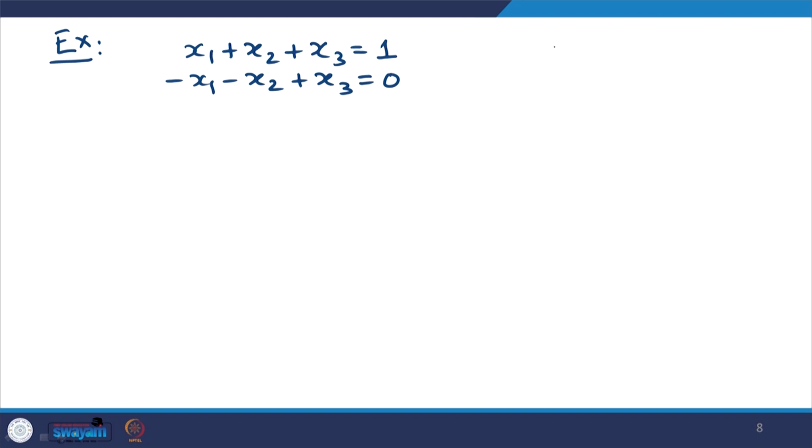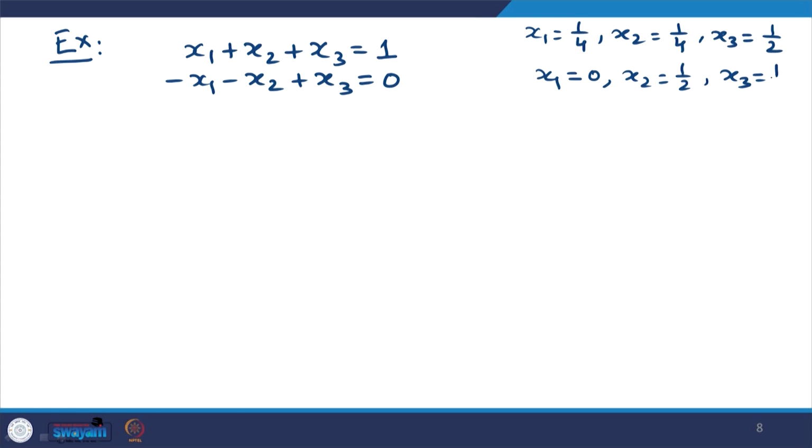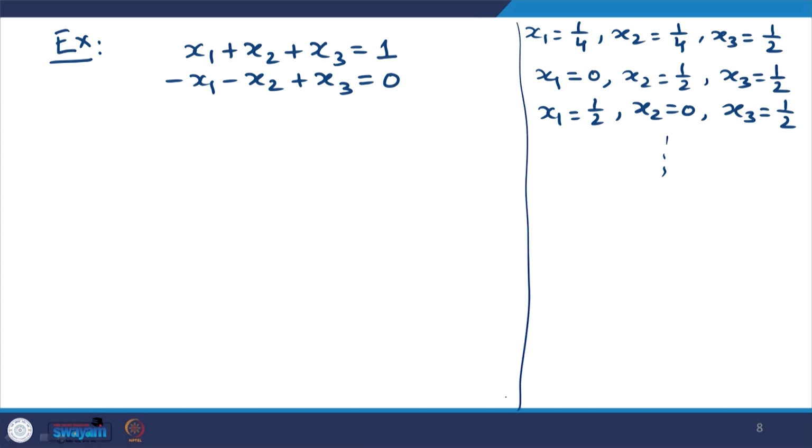For example, you can have one solution as x1 = 1/4, x2 = 1/4 and x3 = 1/2. This will satisfy both the equations. Another solution is x1 = 0, x2 = 1/2 and x3 = 1/2. Similarly, one solution may be x1 = 1/2, x2 = 0, x3 = 1/2. In that way you will have infinitely many solutions. These are some examples I have directly calculated. But out of all those infinite solutions, I am interested in the solution which has the minimum norm.